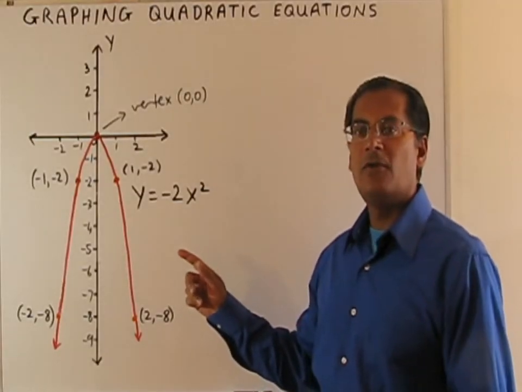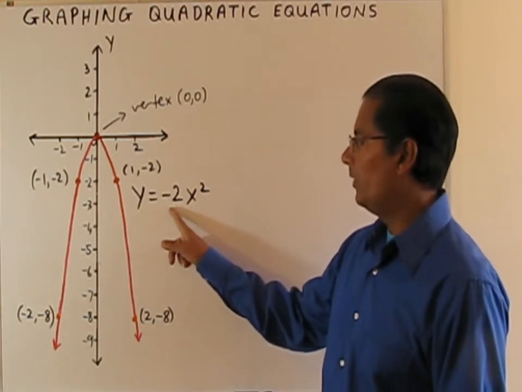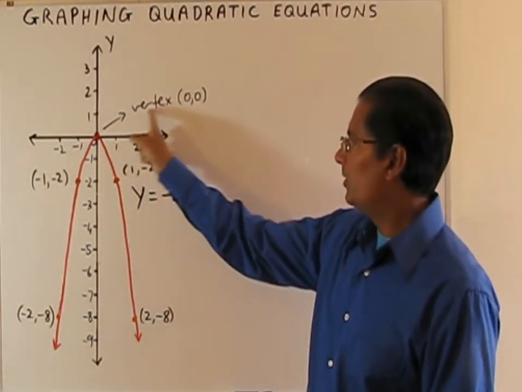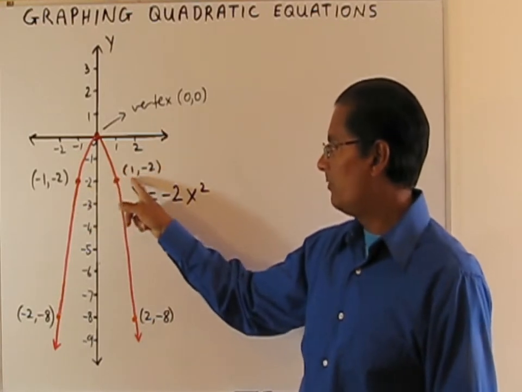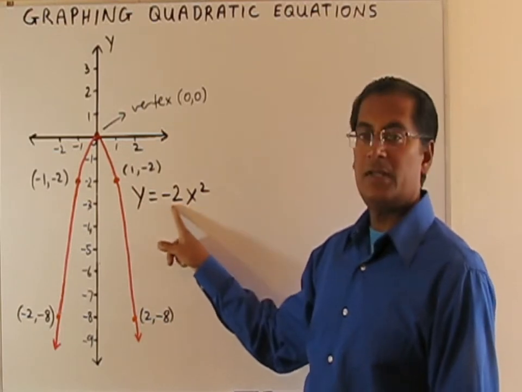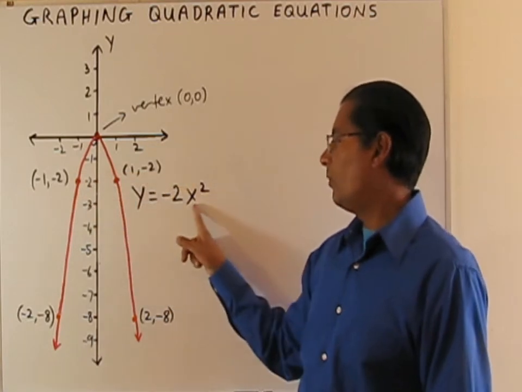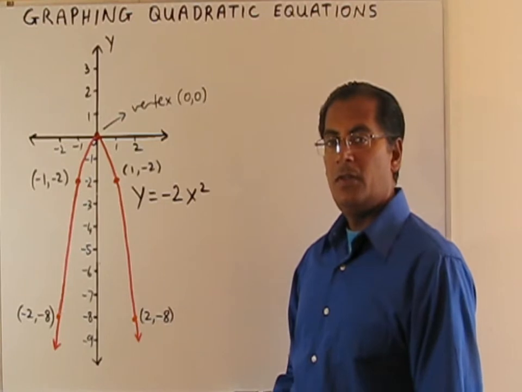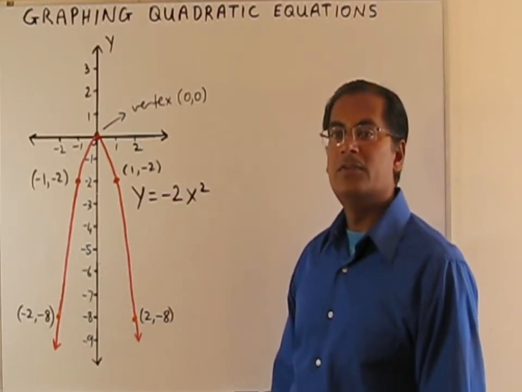And this is the graph of y equals negative 2x squared. So now with a negative, where a is negative, negative 2 in this case, it's going to open downwards. The vertex is still at the origin. But the points are now, here we have 1, negative 2. 1 squared is 1 times negative 2 gives me negative 2. Here we have negative 1, negative 2. Negative 1 squared is 1 times negative 2 gives me negative 2. And so on. So this is the graph. If a is negative, it's going to open downwards.